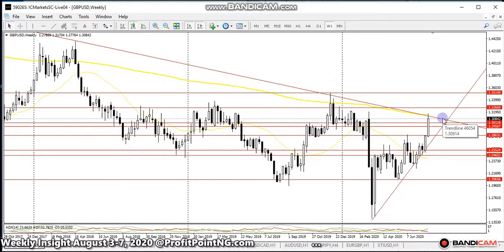which will now be acting as a support, and then bouncing back from that support, we expect the pair to move up, continue the bullish movement, and then to test last year's high, which is the 1.35 region, which was the last point it reached after the victory of Boris Johnson.